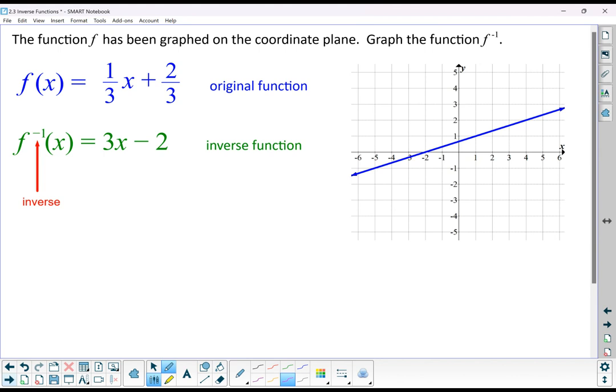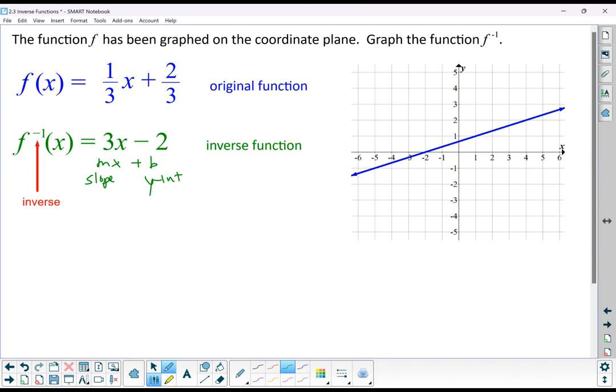Okay, so here's a function f. I graphed it in blue. It's the function 1/3 x plus 2/3. The inverse function for that particular function is the line 3x minus 2. So we're going to graph that inverse function, 3x minus 2. The negative 2 is the y-intercept, and the slope is the 3.